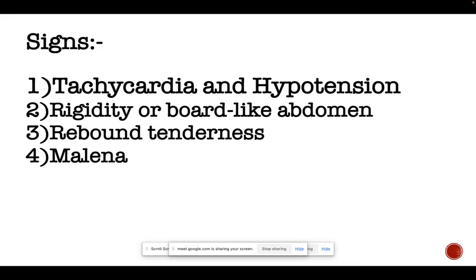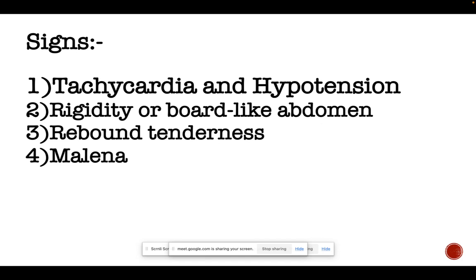Now we will be looking at the signs. First one is tachycardia and hypotension. When the content of the abdomen leaks into the peritoneal cavity, it can cause a systemic inflammatory response, leading to tachycardia and hypotension.